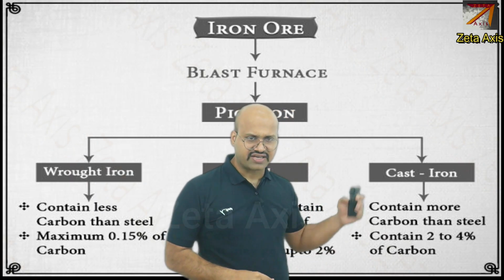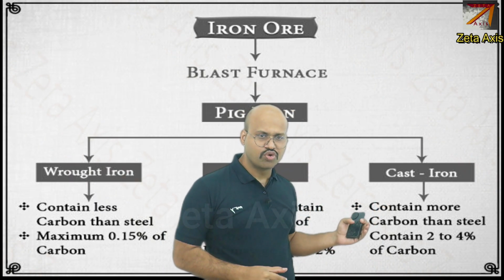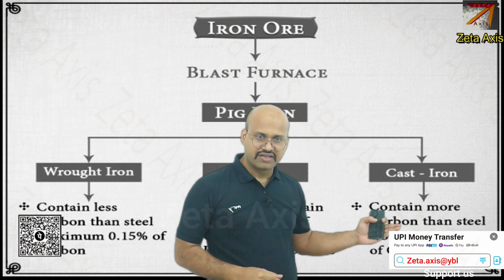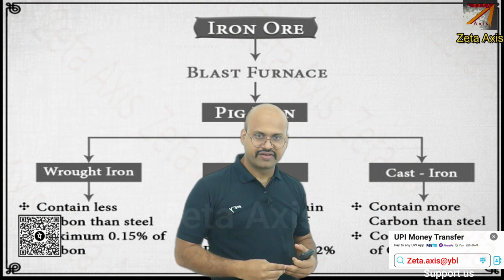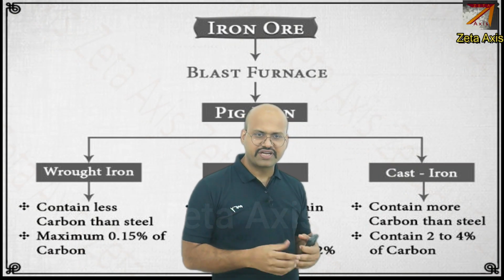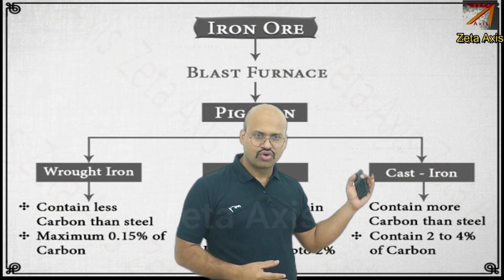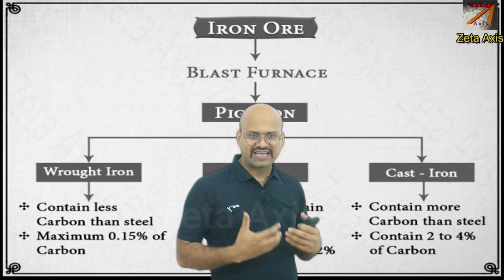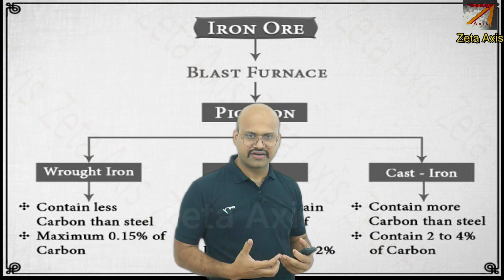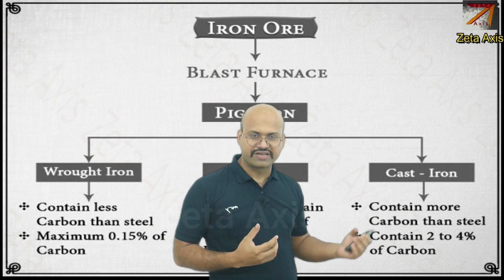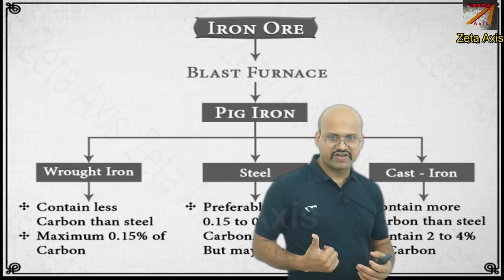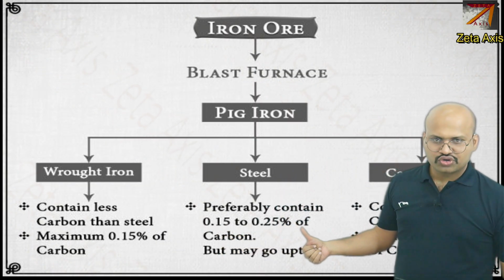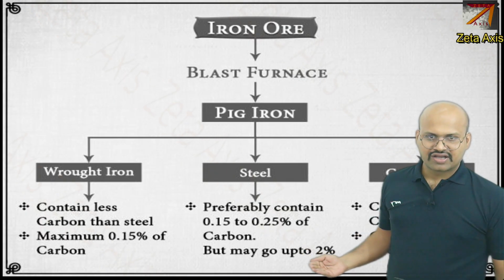Then there is cast iron. It contains more carbon than steel, about 2 to 4% carbon. Here the pig iron is refined again and again by either adding some things or repeating the process, and therefore we get good quality iron. This is more pure, and it can be used for casting because it has higher carbon, it is harder, and it can be used in making things. And then we have steel, which has carbon of 0.15 to 0.25%, but it can be up to 2%.